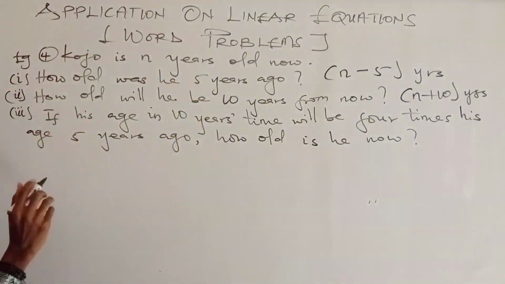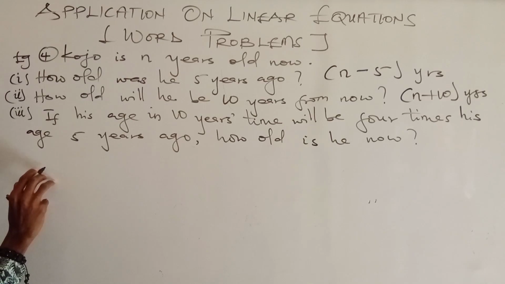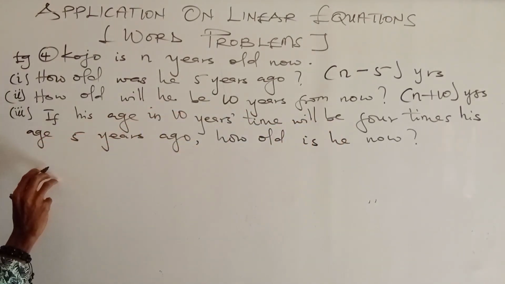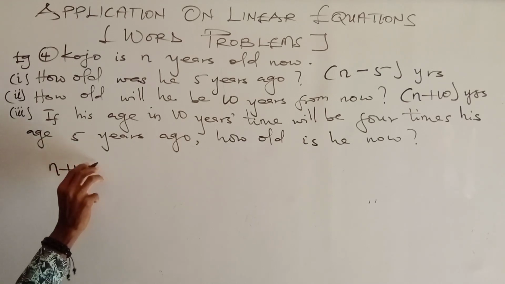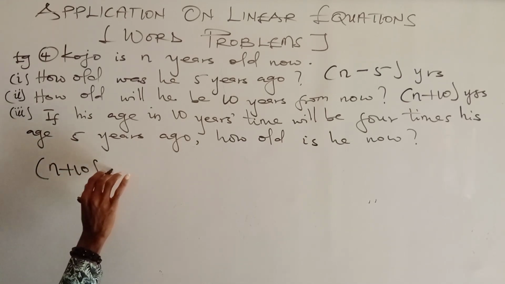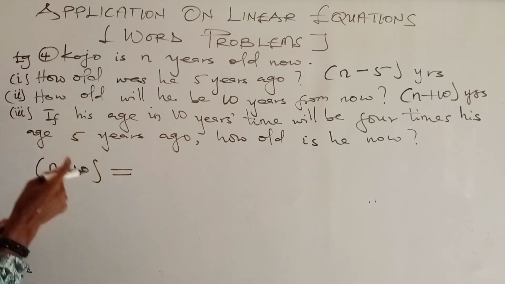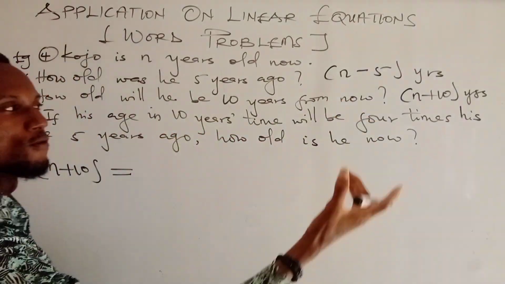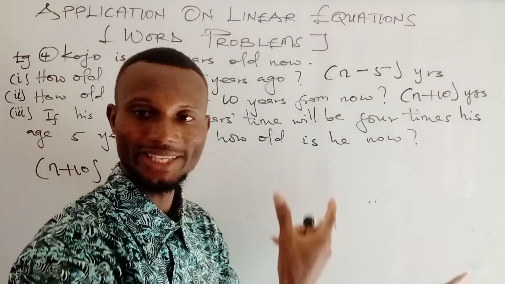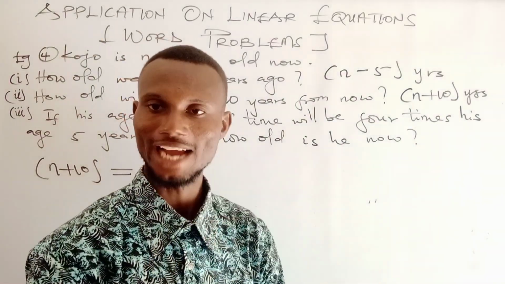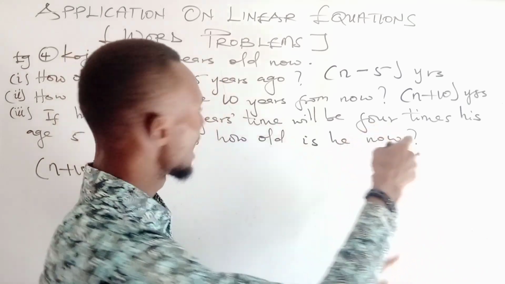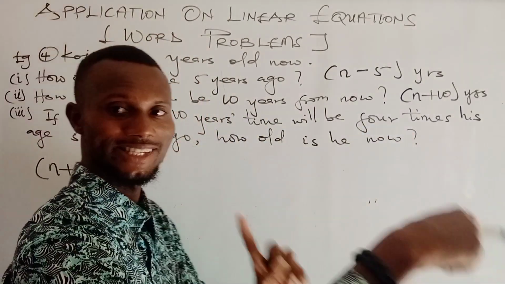So his age in 10 years time, which is the n plus 10, will be, means equal to. If his age in 10 years time will be 4 times, times in mathematics means multiplication, 4 times his age 5 years ago.